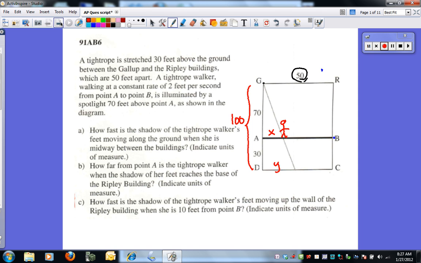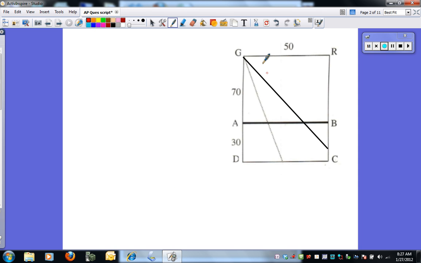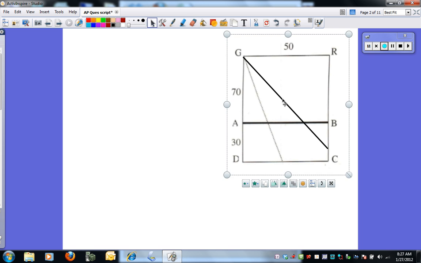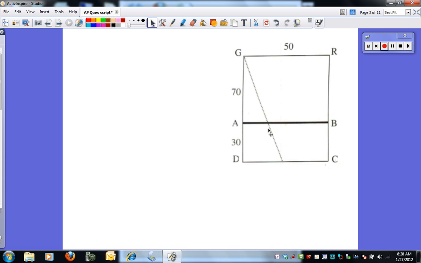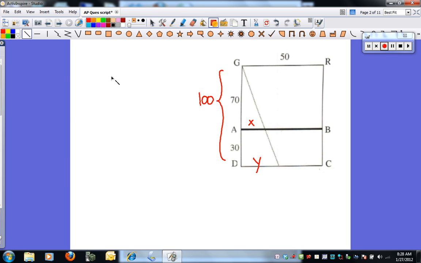Okay, so here we go. That line is for later. So we have this is 100. This is my X, and this is my Y. Part A: how fast is the shadow of the tightrope walker's feet, that's right here, moving along the ground when she is midway between the buildings? Midway between the buildings means the tightrope walker is right there. So now I can bring that line back. Here it is, midway between.